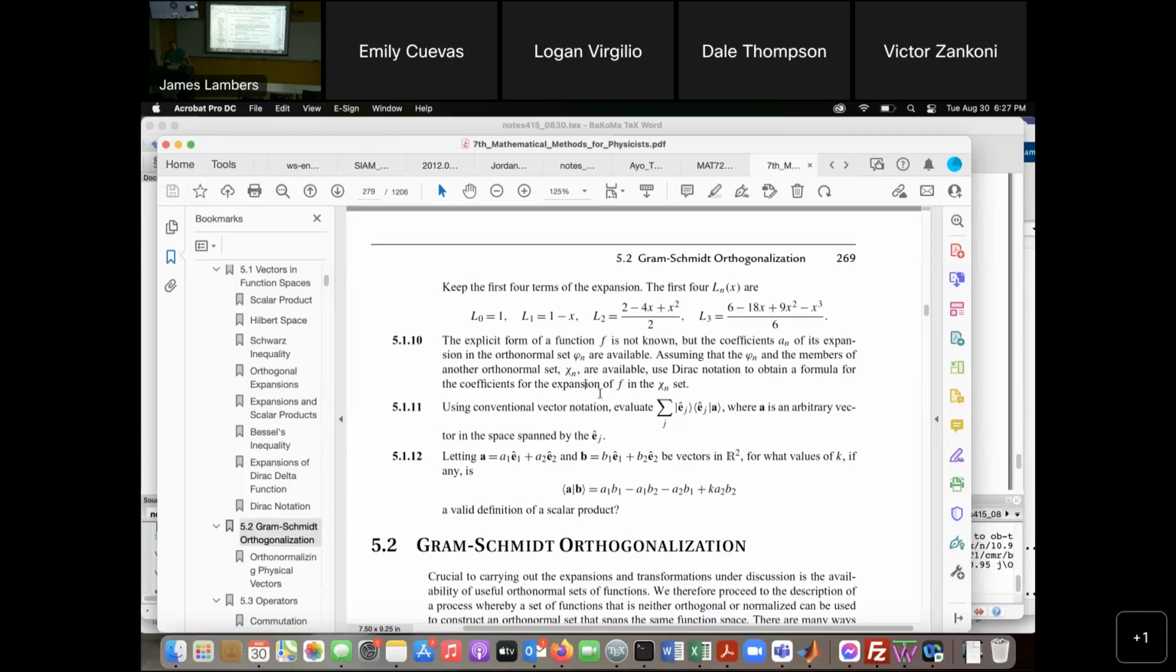You could, but I don't think you would need it. Yeah. So this is more about what you can do with orthogonality and scalar products and things like that. Not a long thing.